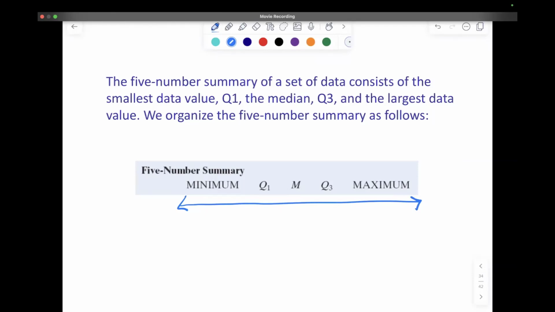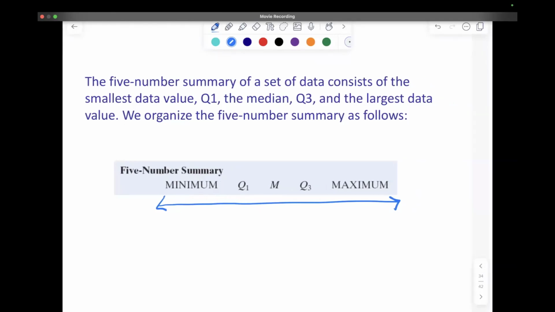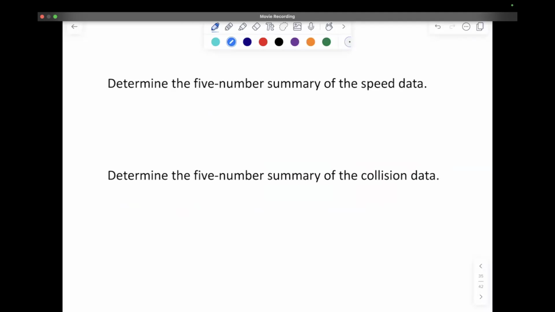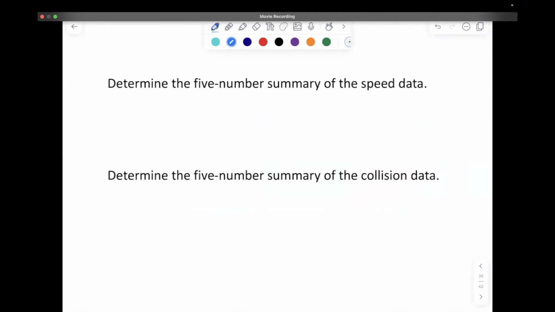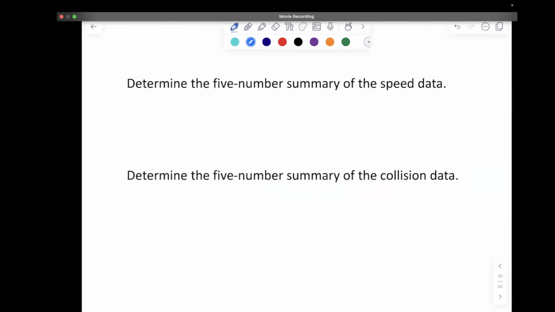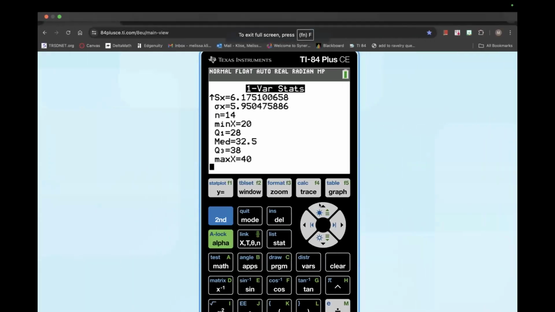So we're going to actually do some 5-number summaries. The 5-number summary of the speed data, and then the 5-number summary of the collision data. So the speed data, I wish I would have written this down. Oh, wait, it's on my calculator. On my calculator, if you scroll down here, I went the wrong way. They give you the 5-number summary in that exact order. I'm going to write it on my iPad while I'm looking at it here.